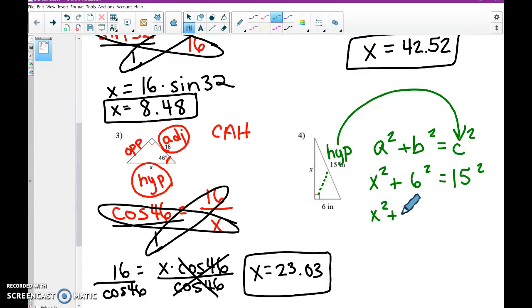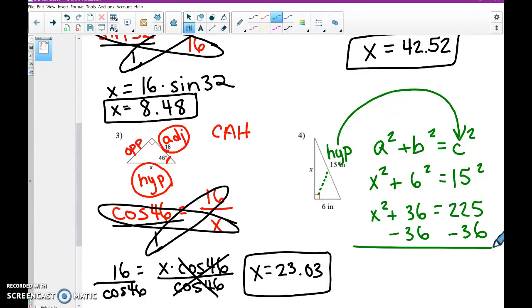Squared means multiply it by itself. So 6 squared is 36. And 15 squared is 225. From here, it's just algebra. I want to get x by itself, so subtract 36 from both sides. Those get crossed off, which means x squared is equal to 189. We had a lot of people get stuck here. You're still trying to get x by itself. It says x squared. That means x is not by itself.